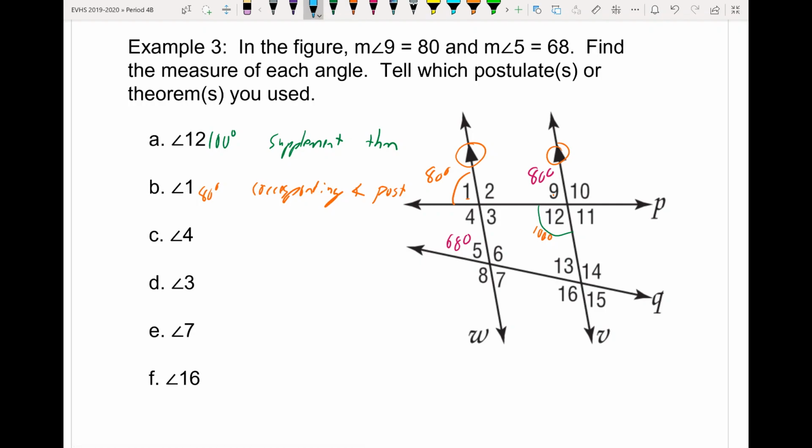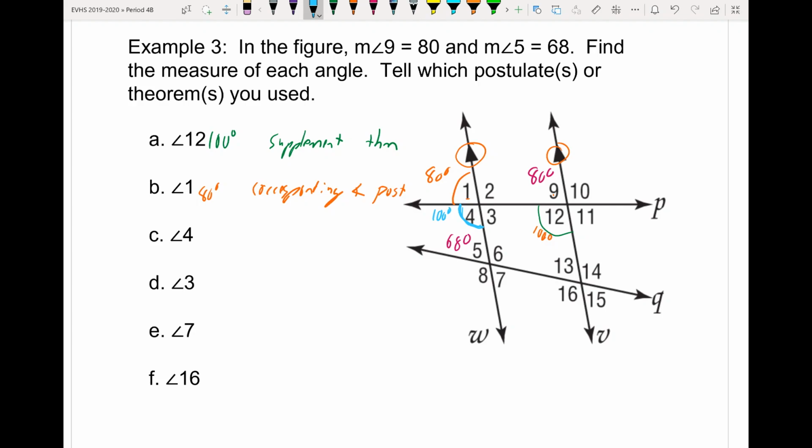All right, now angle 4 is there. You've got a couple options here. I'm interested to see which one y'all pick. It's not 22. It's 100. You're right, it's 100. Why? Well, first of all, it's a linear pair.